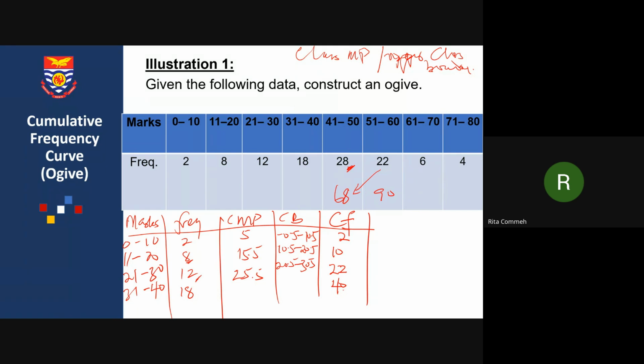Then when we get to the next, which has a frequency of 6, we add the 6 to the 90 to give us 96. And finally, we add the 4 to the 96 to give us 100.